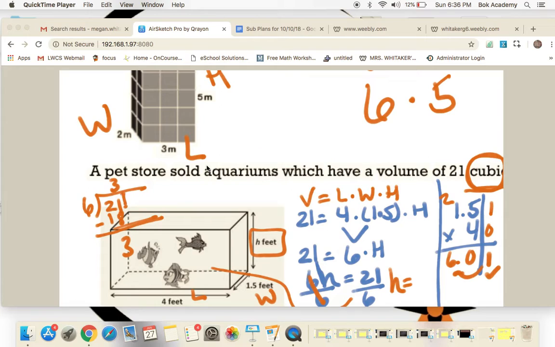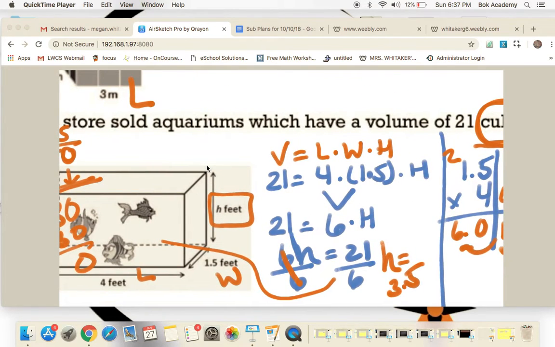Bring that decimal up. And then you're able to add your placeholder, your 0. You bring that placeholder down, and now you're going to divide 6 into 30. 6 goes into 30 5 times, and you get exactly 30. So now I know my height is 3.5. And what unit are we talking about? We're talking about feet.